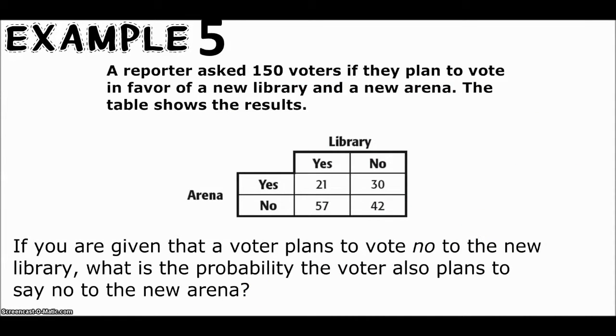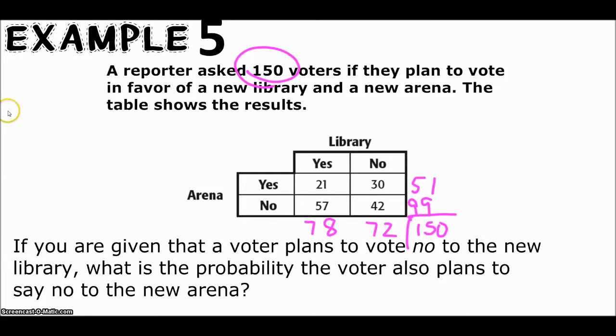All right, so here's my next two-way table. I'm going to go ahead and do my totals. 78 people vote yes for the library, 72 vote no. For the arena, 51 voted yes, and 99 people voted no. So when I add these, I get 100, and that is correct, or excuse me, 150. And that is correct because I have 150 voters.